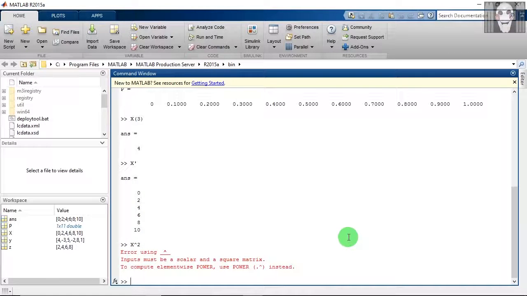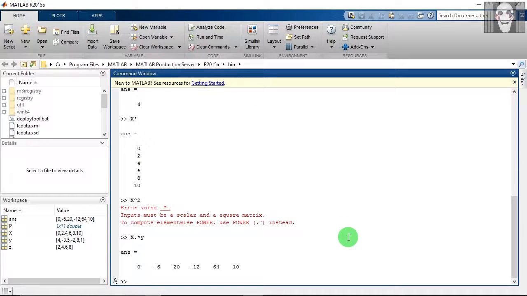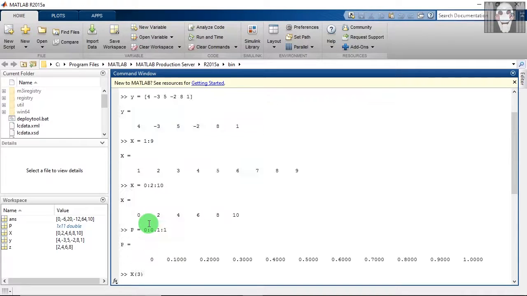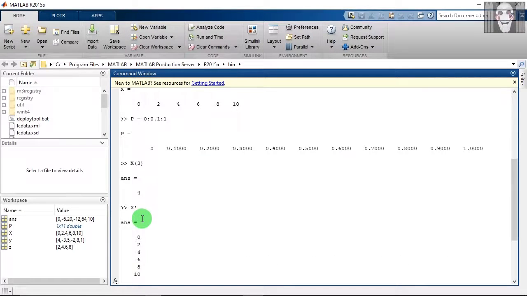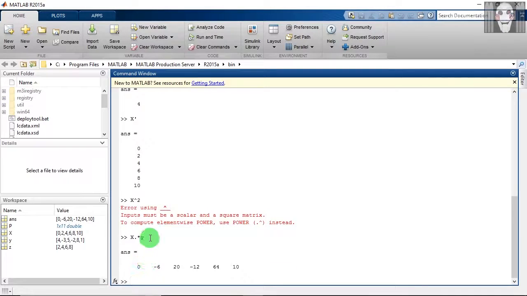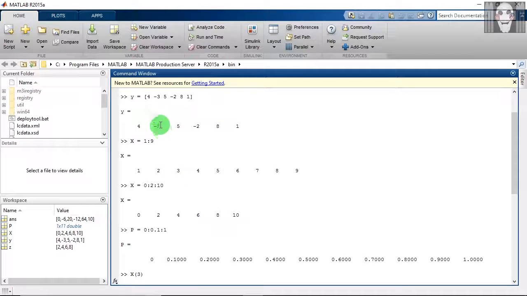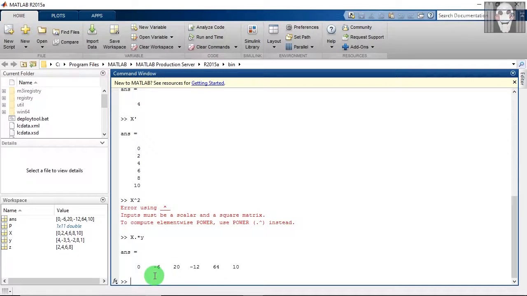After this, we will multiply two different vectors. So this is the multiplication of x and y. In this, each element of x is multiplied to each corresponding element of y. So this is the x matrix and this is the y matrix. So if you multiply 4 by 0, you will get 0. If you multiply minus 3 by 2, you will get minus 6, and so on.